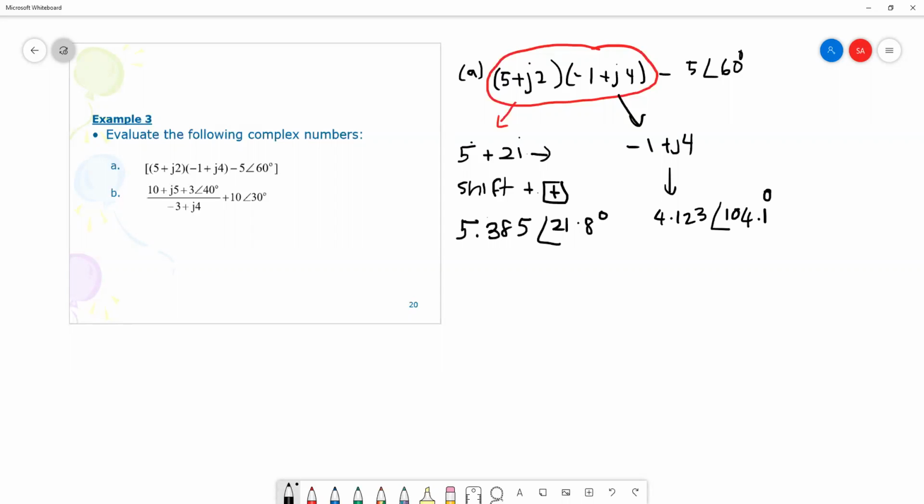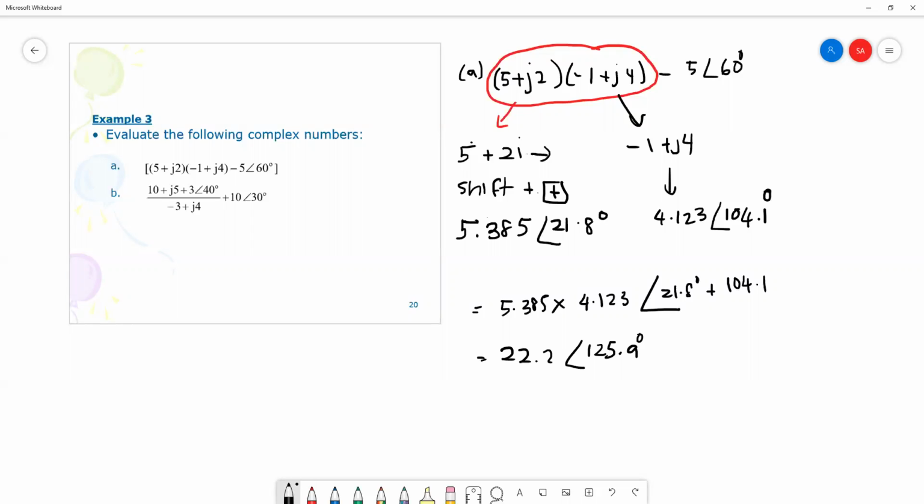Angle. So to multiply this, what you need to do is multiply these two numbers. So 5.385 multiplied with 4.13, and the angle should be in addition, 21.8 plus 104.1. So this should be 22.2 with an angle of 125.9. This one, 21.8 plus 104.1, gives angle 125.9.